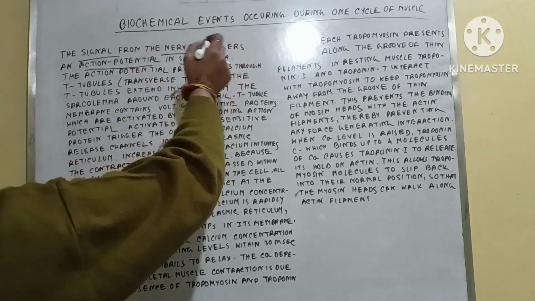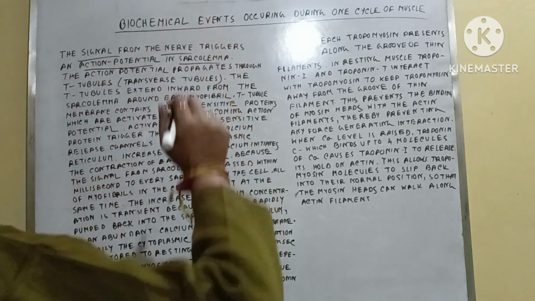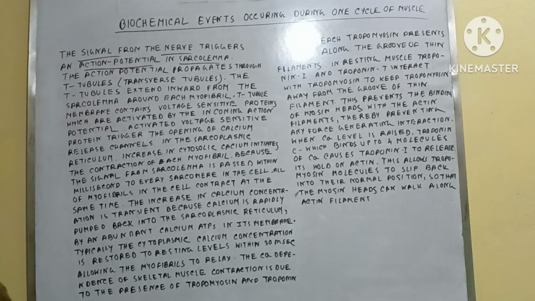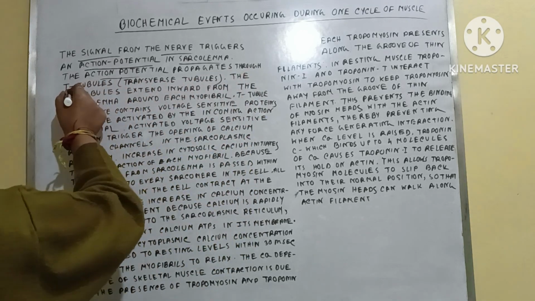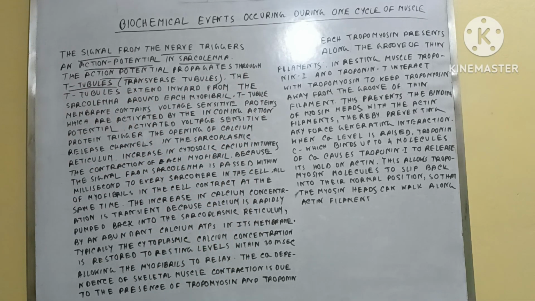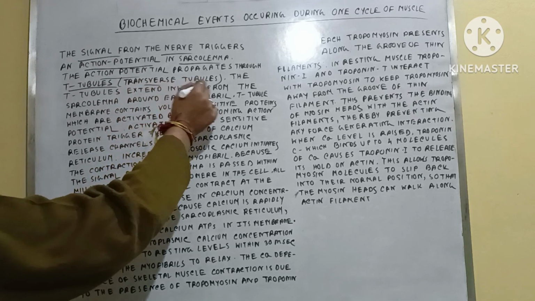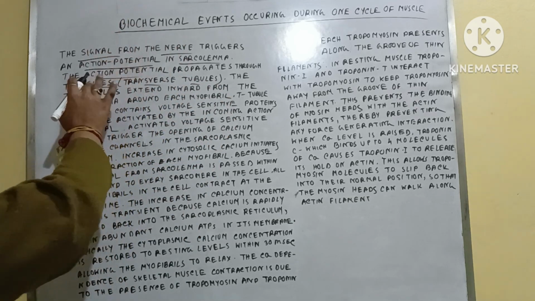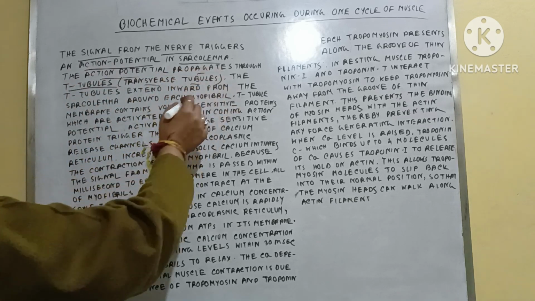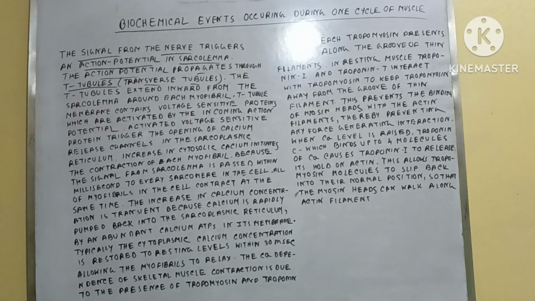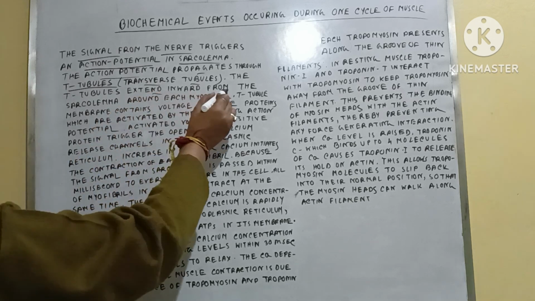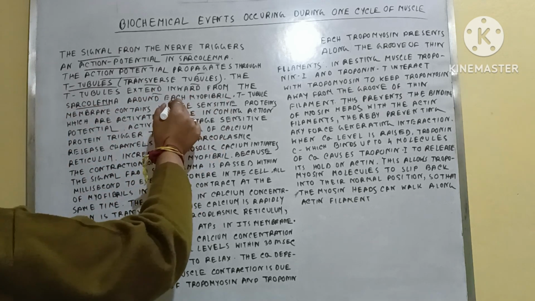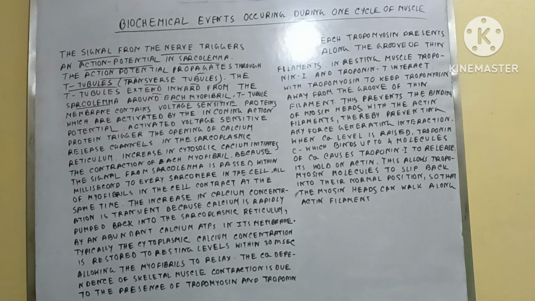Okay, so what is happening here? The nerve triggers the action potential in the sarcolemma, and the action potential propagates through the T tubules. T tubules are the transverse tubules. So first the nerve triggers an action potential, and this action potential propagates through these tubules, and these tubules extend inward from the sarcolemma around each myofibril. That means you can say that these extend all over the myofibril.